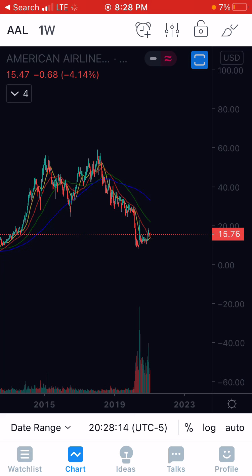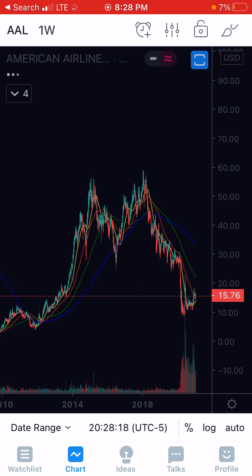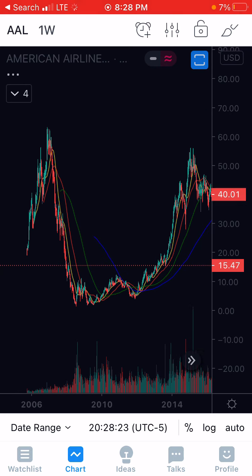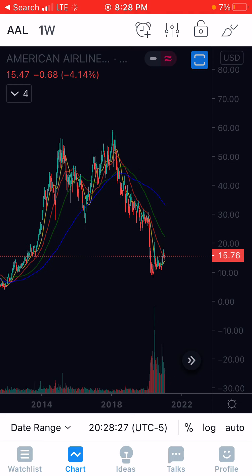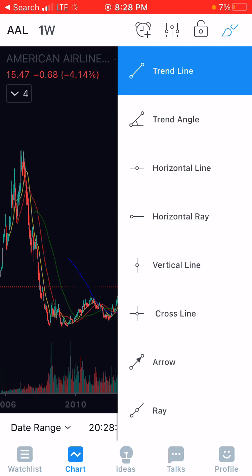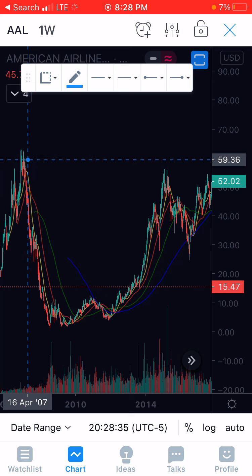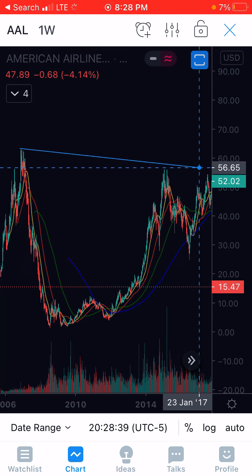So the first thing that I would do is, obviously, you have to have some type of charting app, and I use TradingView. But the first thing that I like to do is take a look at the history of the stock. So in this case, this is American Airlines. So you get to see all of its history and where it's been, where it's got support, where it's found resistance and all that.